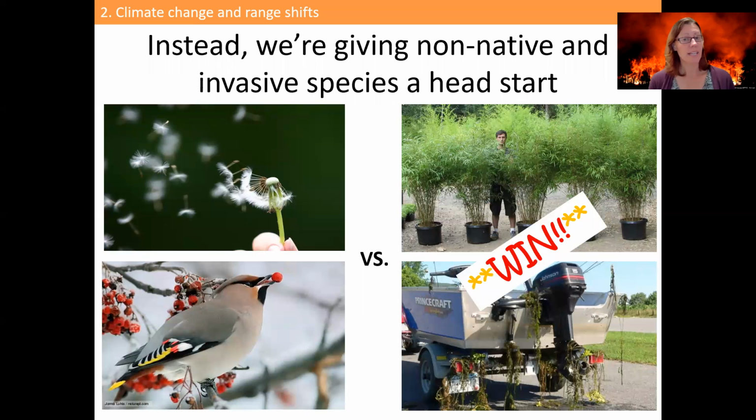Instead, what we tend to do is give non-native species this big head start, right? We'd like to think that wind dispersal and bird dispersal could get species around to where they need to go with climate change, but that's not the case. Instead, it's the bamboo that we're planting in our yards. It's all of that macrophyte, weedy material that we're hauling around in our boats from one lake to the other. That's the stuff that's winning in terms of getting that head start with climate change, in terms of already being introduced and maybe even established in the climate space that's going to become suitable with climate change.